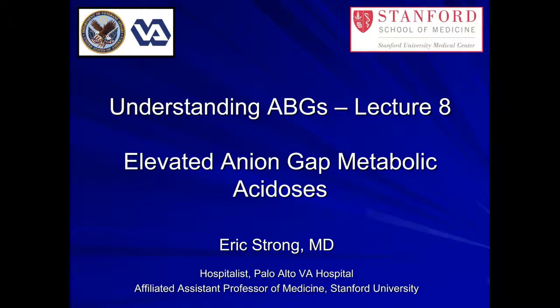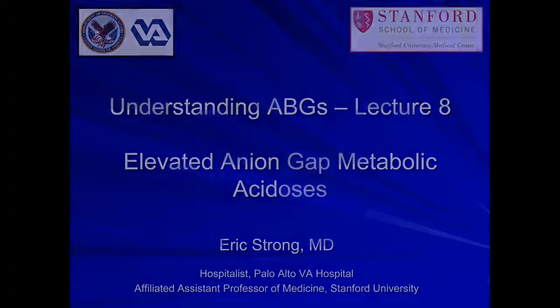This is the 8th lecture in this course on understanding ABGs, and the topic is elevated anion gap metabolic acidoses. While lectures 3 through 7 focused on providing a collection of rules for determining a patient's acid-base status, lectures 8 through 12 will discuss the differential diagnosis for each of the 5 general pathophysiologic states of acid-base balance and provide some insight at how to establish a specific diagnosis in an individual patient.